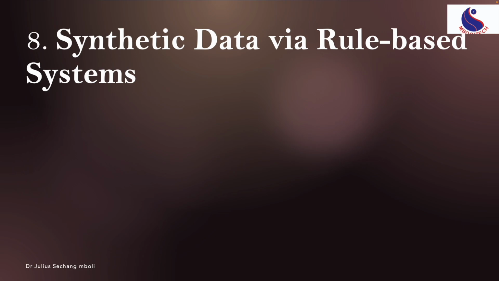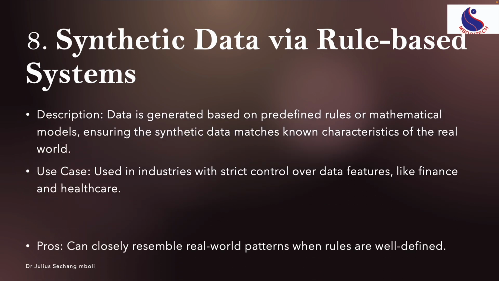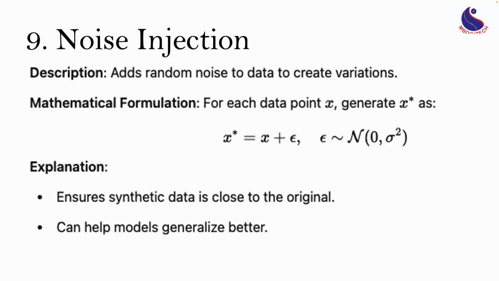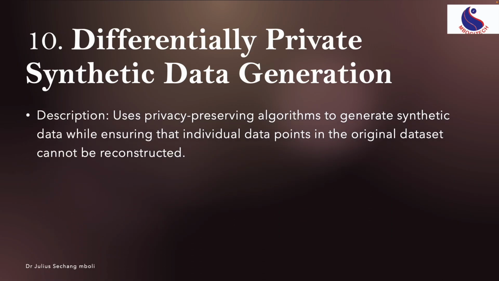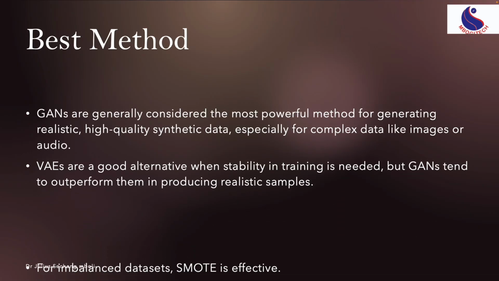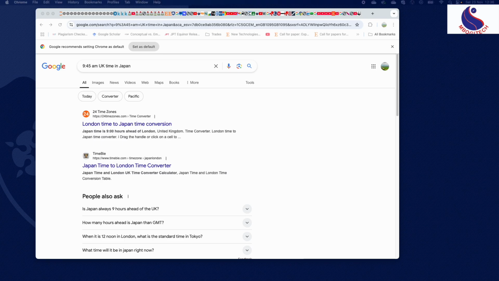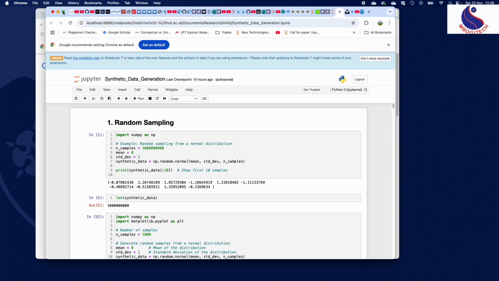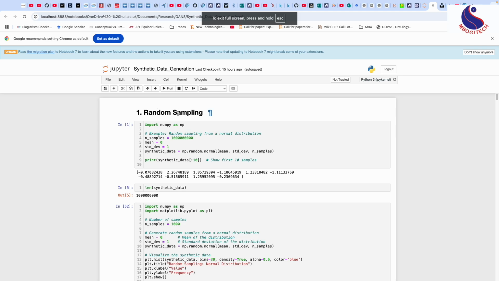Then we talked about synthetic data via rule-based systems and how this works. Today I'm going to implement this in Python, so just stay tuned. And then we have noise injection, and that's the formula behind noise injection. Yes, that is it. So I'm now going to talk you through some of the best methods and how to implement them in Python. I will bring you over to my Jupyter notebook that I've prepared, because I don't want this video to be long. Let me see if I can zoom this in to make it a little bit better.